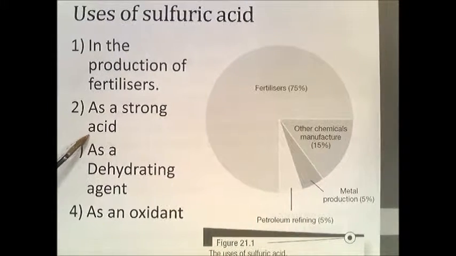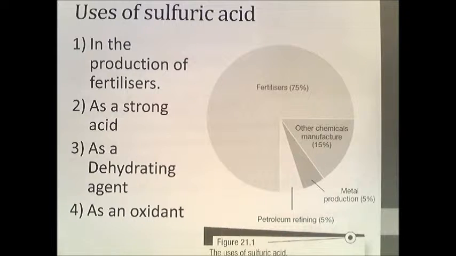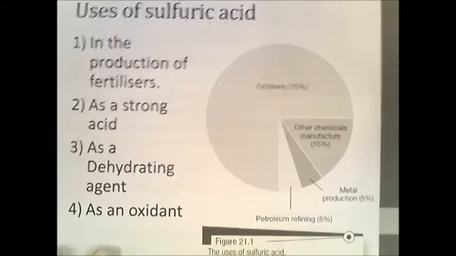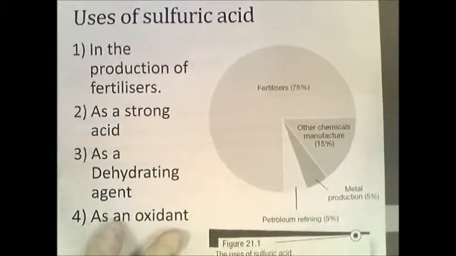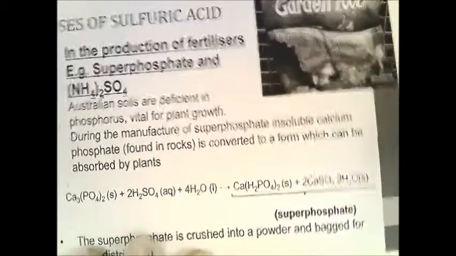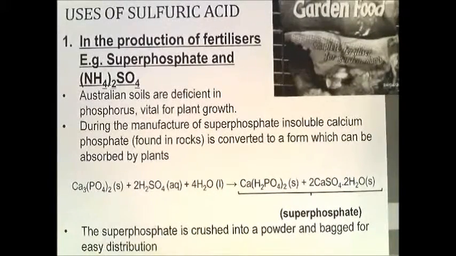So, you know, when we want to react it with bases, when we want to react it with the 6 different things that acids react with, when we want to corrode metals and things like that. We also use it as a dehydrating agent, for example in esterification and things like that, and we use it as an oxidant, acts similar to oxygen. But the first one is in the production of fertilizers. Now, we've got fertilizers here. You don't have to know too much about this, but you have to know that we use sulfuric acid in the production of fertilizers, okay?